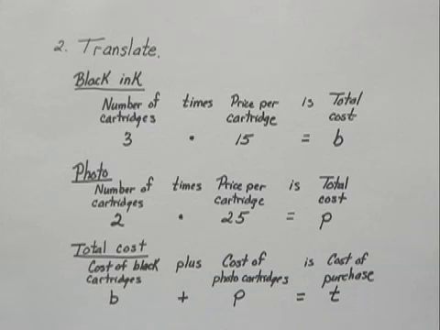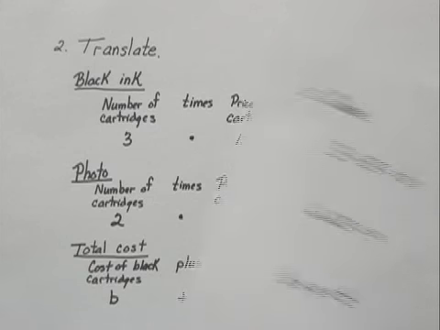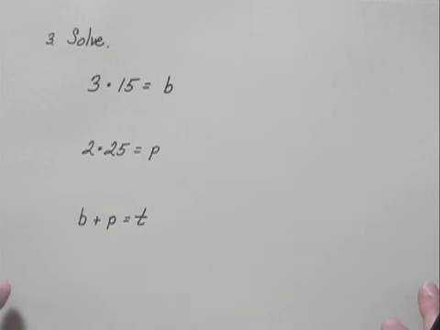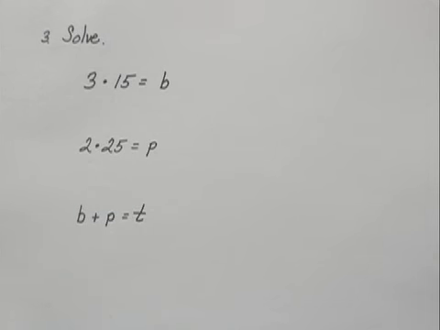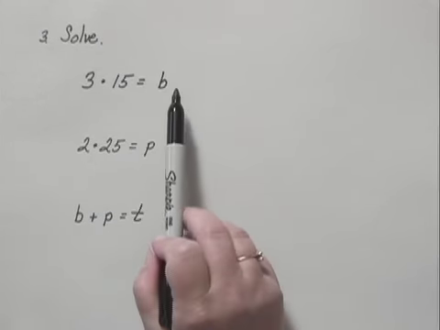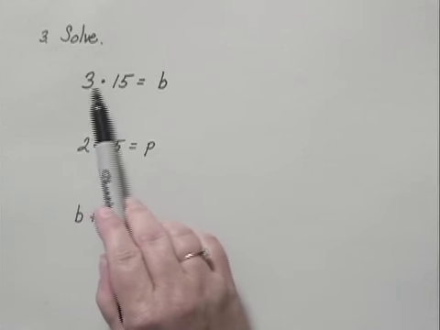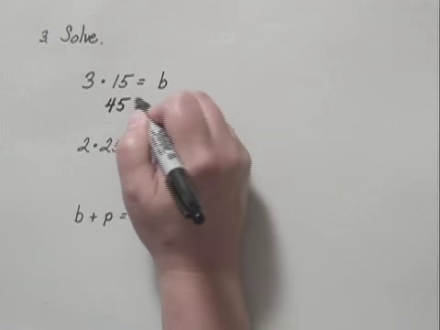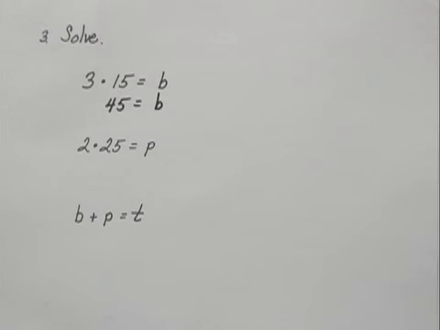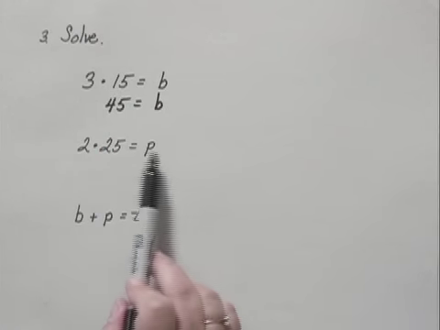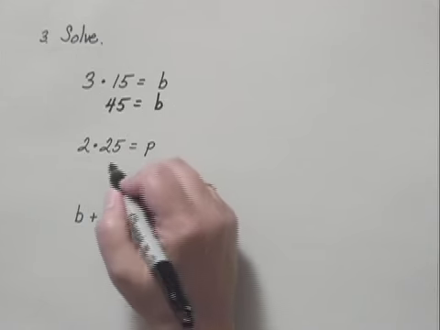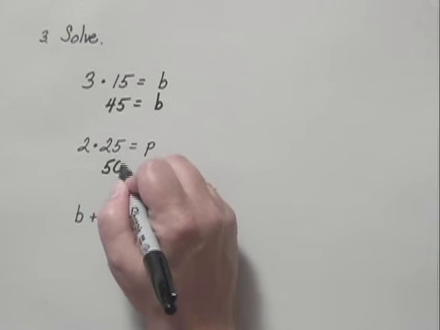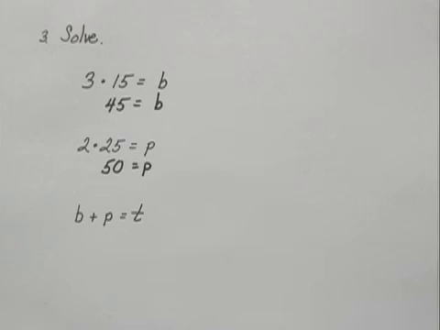So we now have 3 equations to solve in our solve step. Now, fortunately, none of them will take a long time to solve. For the first one, 3 times 15 equals B. We simply need to multiply 3 times 15, and we get 45 equals B. For the second one, 2 times 25 equals P. Well, 2 times 25 is 50, so we get 50 equals P.